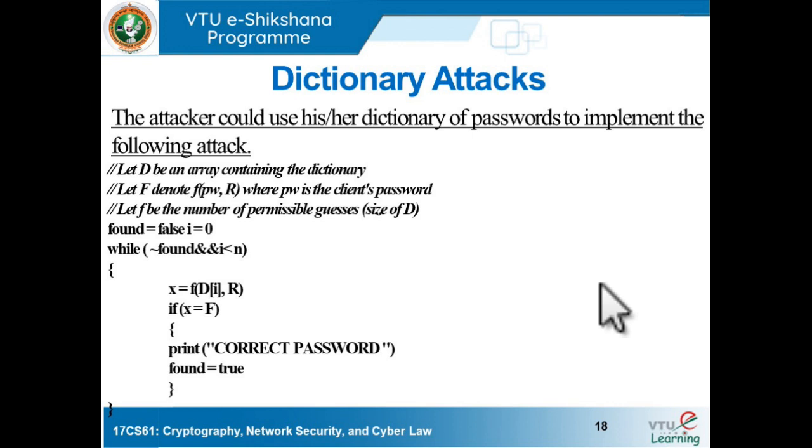Now let's look at what's happening in this particular code. Over here the attacker is using a dictionary of passwords to implement an attack. Let D be an array of words containing the dictionary. Let F be F of password and nonce, where PW is the password of the client, and let a small f be the number of permissible guesses. How do we start with this?